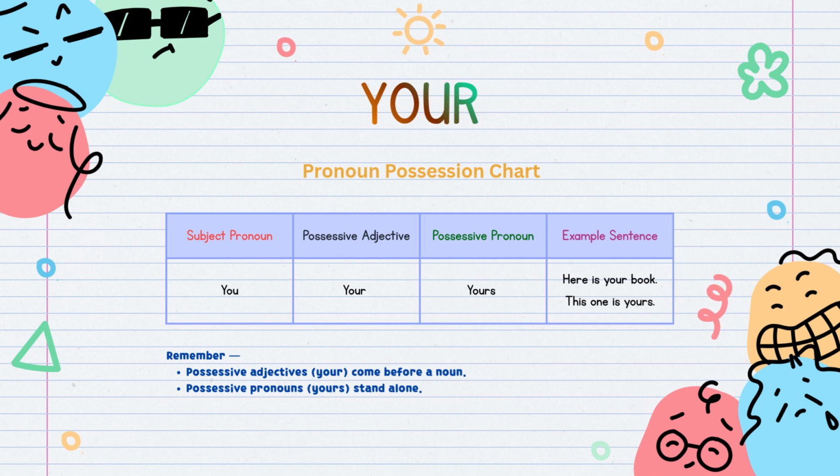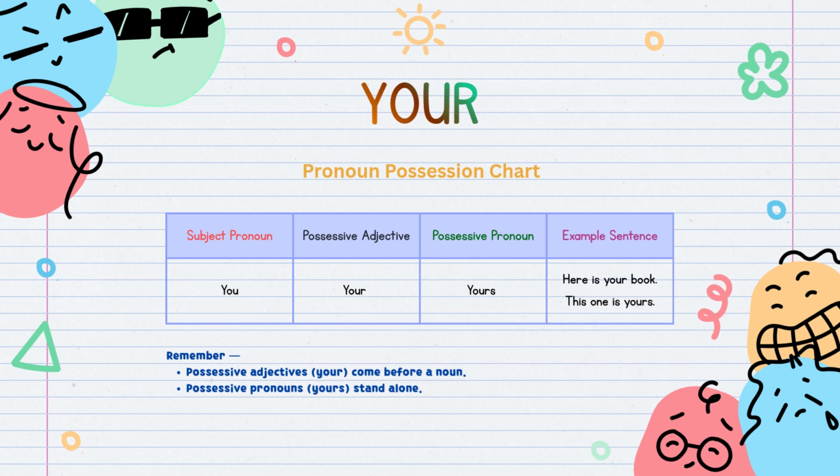Here we have a pronoun possession chart for you. We have a subject pronoun, which would be "you," the possessive adjective, which would be "your," the possessive pronoun, which is "yours," and I have a little example for you. First, here is your book. "Your book" shows possession. Next, this one is yours. "Yours" shows possession.